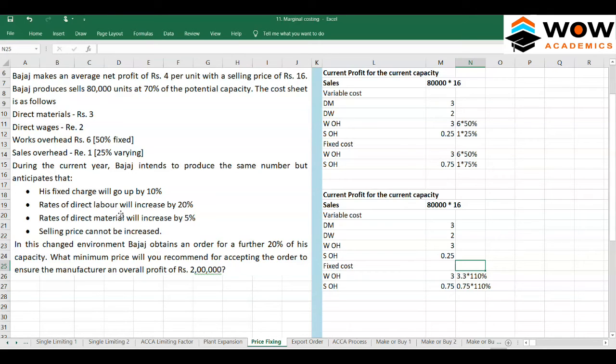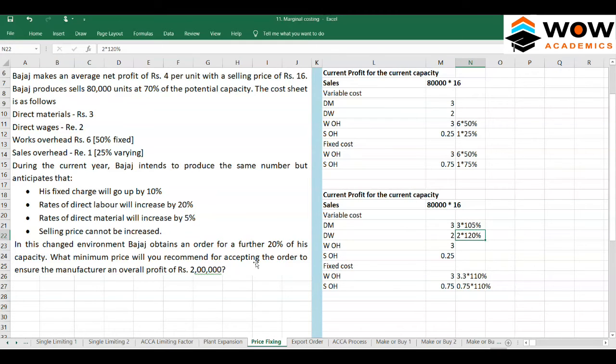Direct labor will increase by 20%. So labor is here, so that is going to increase by 20%. So it will be 120% of this number. Then he says direct material will increase by 5%. So we'll start. Direct material is 102. It will increase by 105%.